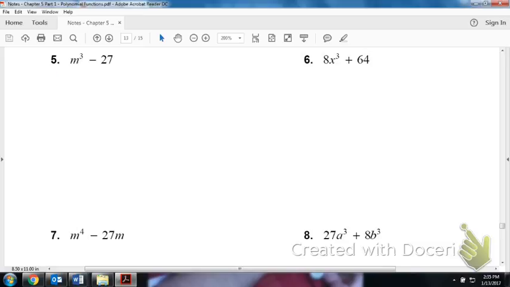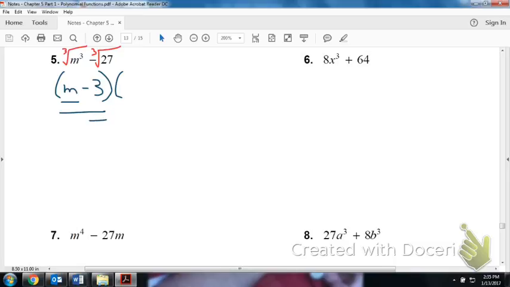So here we go. The cube root of m cubed is m. Just go ahead and write this. The cube root of 27 is 3. And since there's a minus sign in between, we're going to go minus 3. And then remember, square the first, multiply the middle, multiply both, square the last.